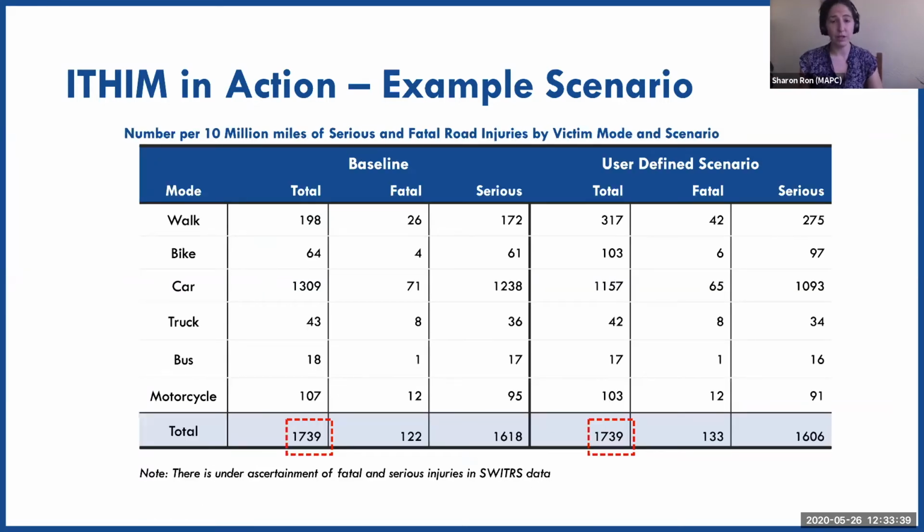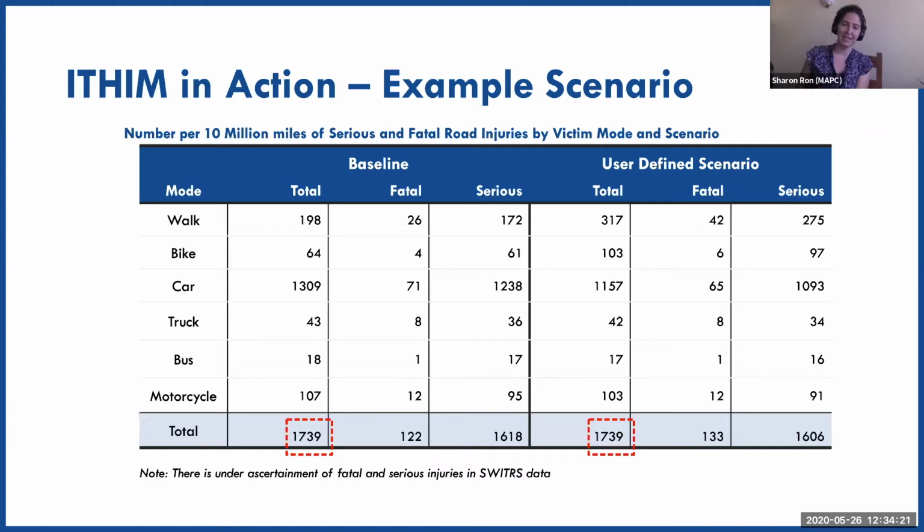Again, to give you a better understanding and to reiterate how we looked at holding the total number of fatalities and serious injuries constant, this is an example of what comes out of the ITHIM health outcome that allows us to look at, in our baseline and our user-defined scenario, so that triple mode share scenario, what are the estimated fatalities and serious road injuries by victim mode. And we see here we wanted to hold the total constant, so it was at 1739 for the MPO region, and we wanted to keep it at that number.